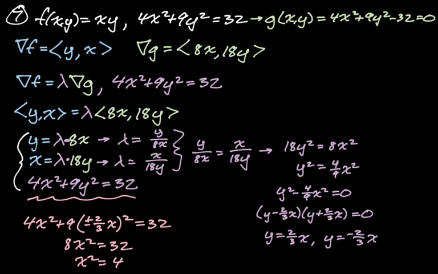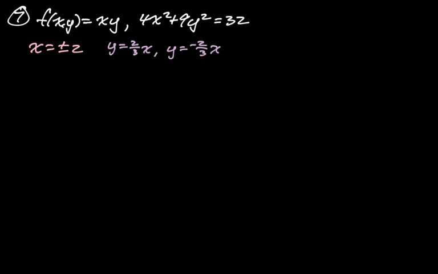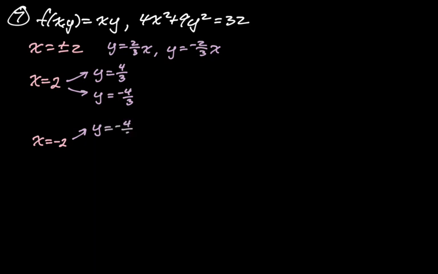Now it is kind of useful that I did this y is 2/3 x, y is negative 2/3 x thing, because we do have to find the y values that go with these x values. So let's pull it to another screen here. We're taking these with us. If x is equal to 2, then y is either 4/3 or y is negative 4/3. So that gives us 2 points. And if x is negative 2, then y is equal to negative 4/3 or y is equal to positive 4/3. So that gives us another 2 points.